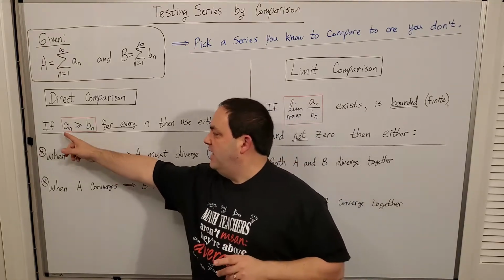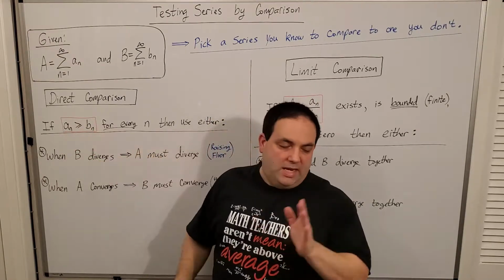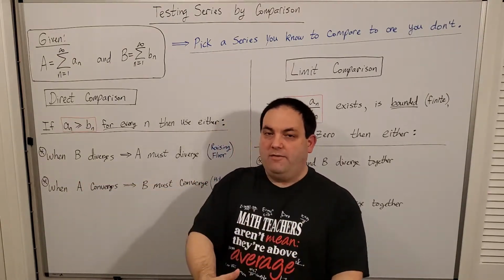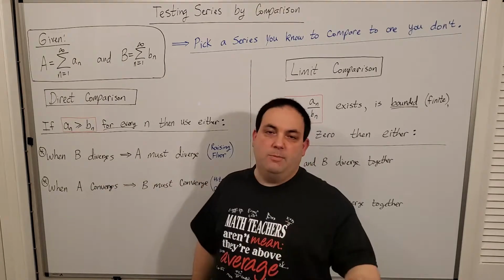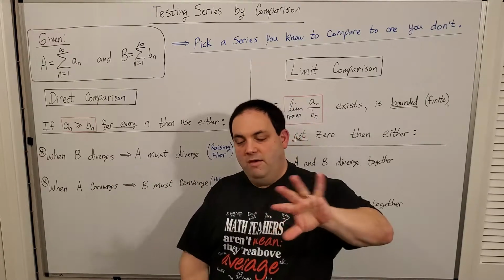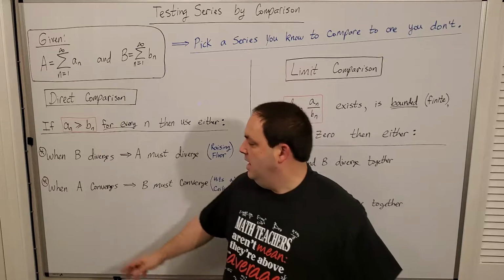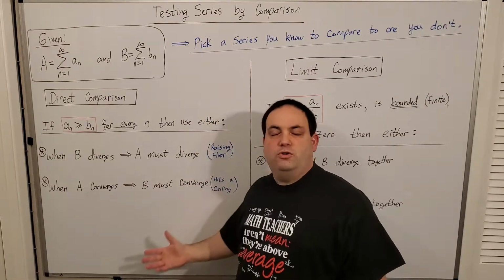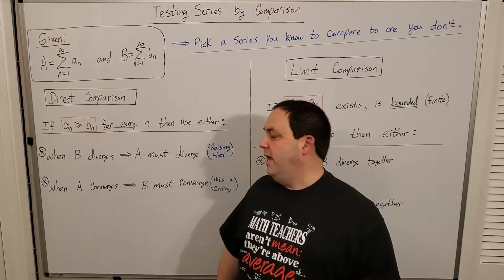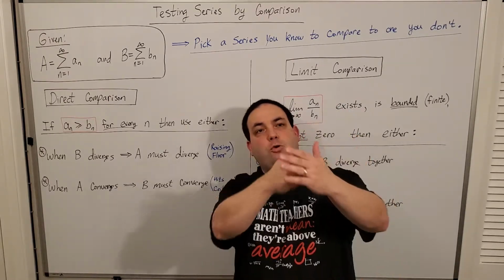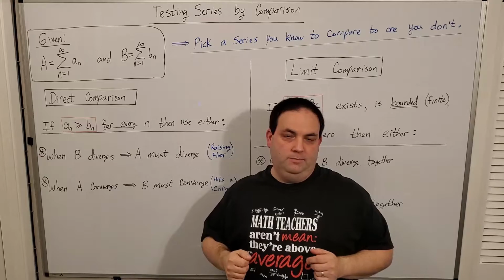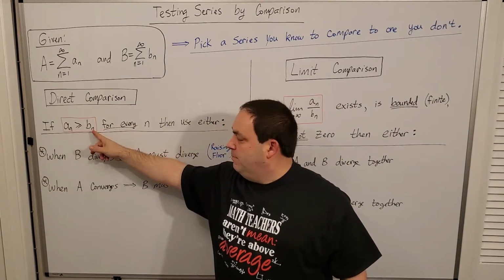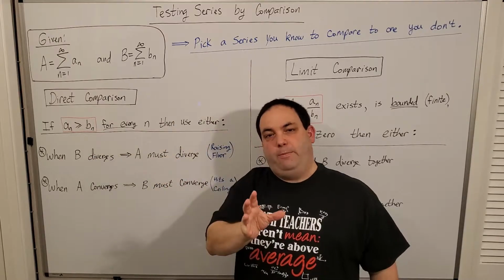If I can show that A is greater than B at each step, and I already know that B diverges, then it's guaranteed A must diverge. Vice versa. If A converges, then B is forced to converge as well. Okay? And that's more like a hitting the roof or hitting the ceiling property. So I've got A is greater than B at each step.